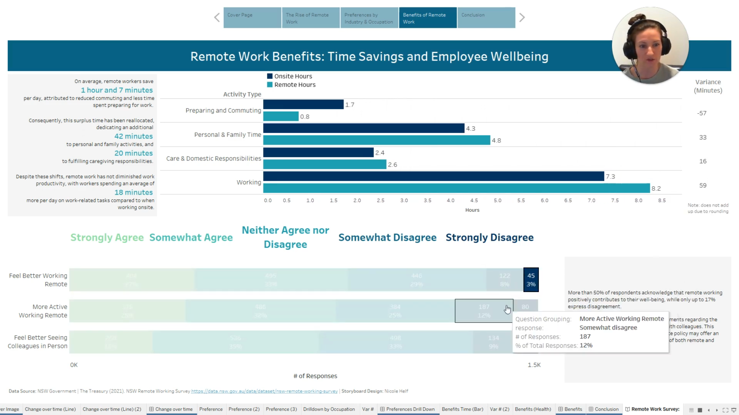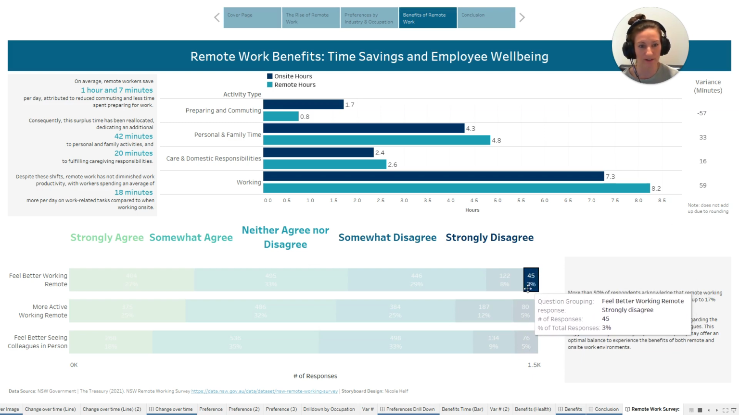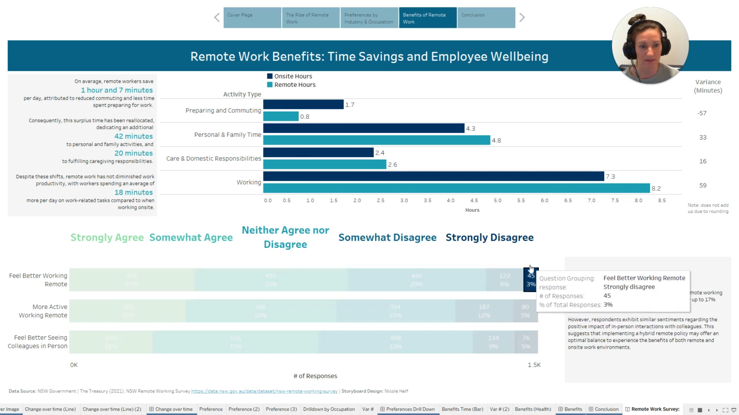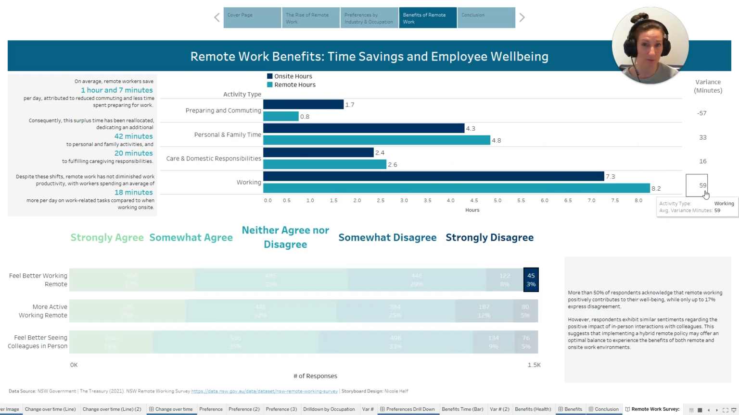And what's really interesting with this group here that said strongly disagree, they are working a lot more when they work remote. So on average, there's 18 minutes. And this group was spending 59, almost a whole hour more when they work remote. So they might not have those kind of boundaries set in place, not too sure when to work and when to take that personal time.